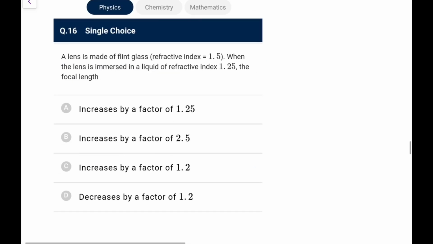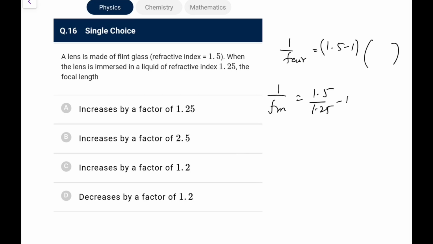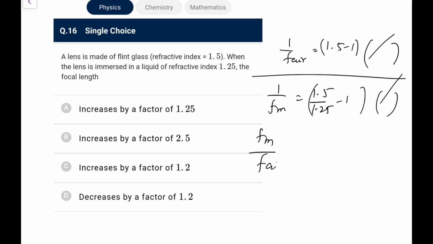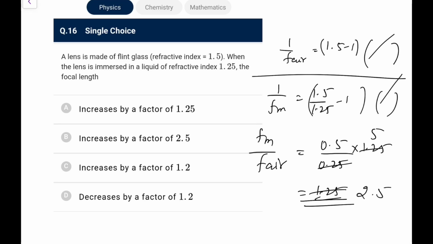Next one. A lens is made of flint glass. When the lens is immersed in a liquid of refractive index 1.25, what will the focal length be? In air, I can say it is 1.5 minus 1 into the geometrical dimensions, and in that medium it would be 1.5 upon 1.25 minus 1 into those dimensions. If I divide, F in medium to F in air, that is 0.5 over 0.25, so it would be 2.5 times the focal length in air. It increases by a factor of 2.5.